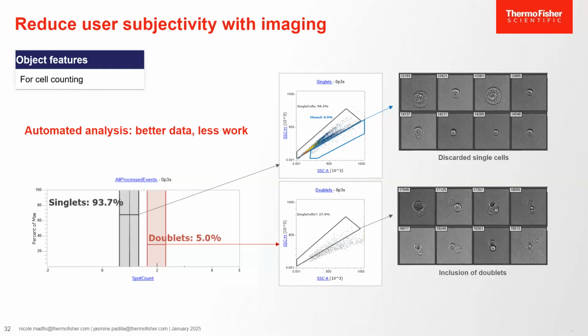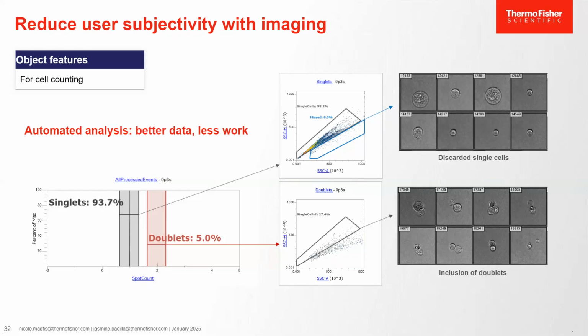The object features are used for counting objects. With the particle count parameter, you can gate on images with 1, 2, or more particles in an image. The imaging parameters improve analysis in the downstream gates.